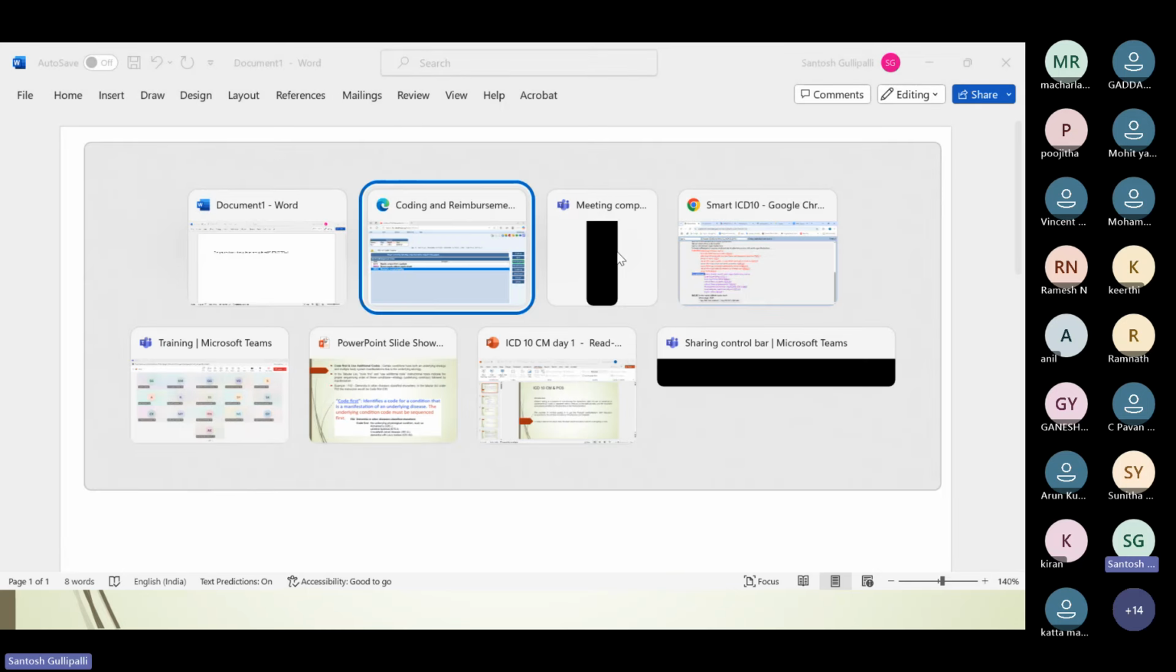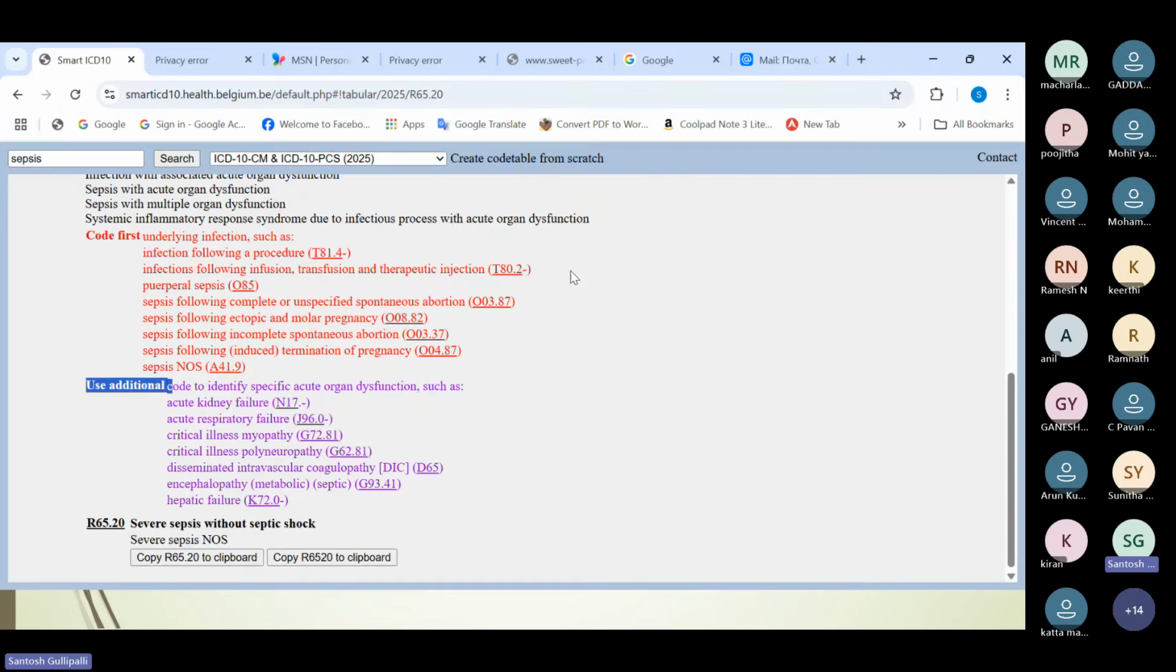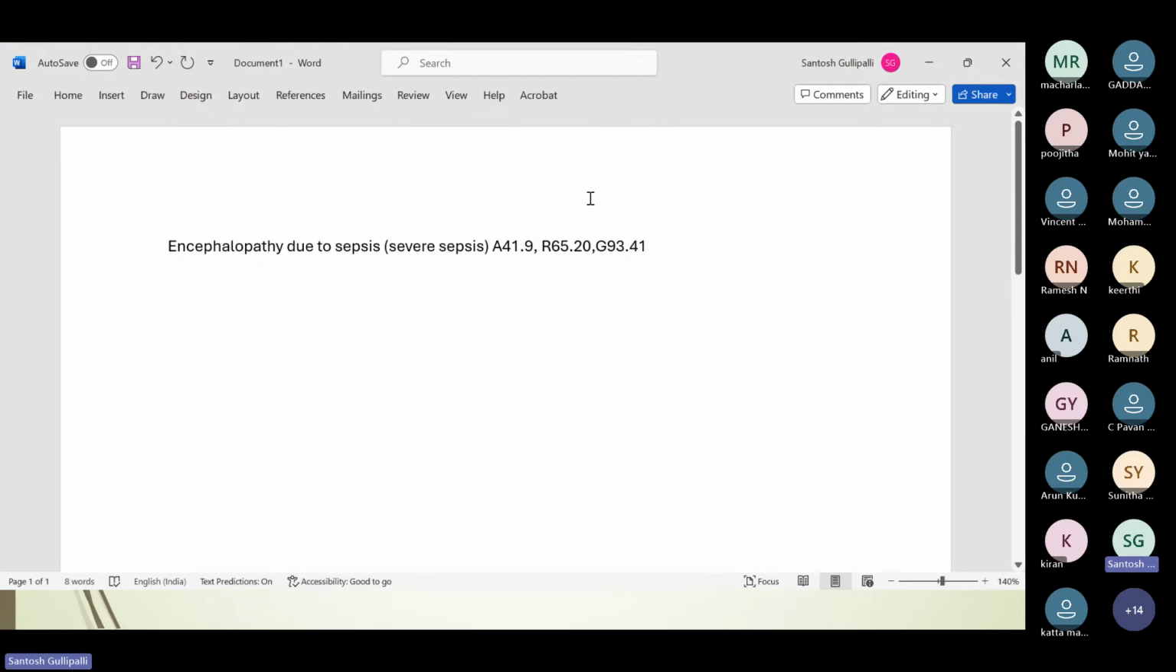As per coding conventions, in severe sepsis there is a use additional code note. In the use additional code note, encephalopathy is there, so the code is G93.4. That's the reason we give three codes in this exam.